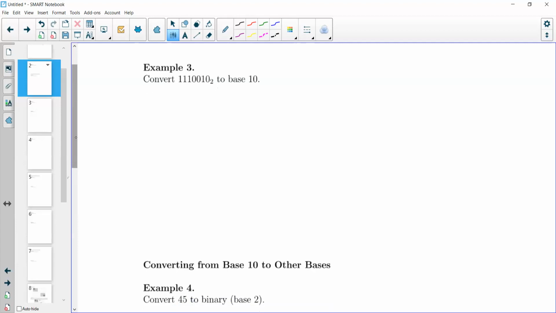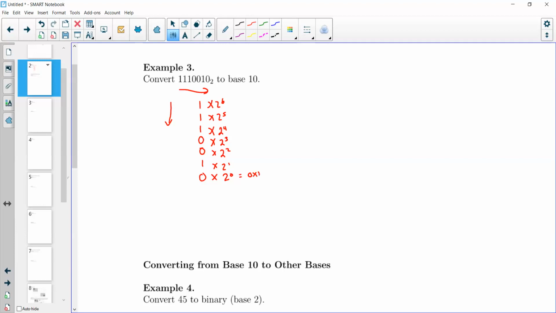Okay, here we have another base 2 number that we're going to convert to base 10. Same process. Left to right, top to bottom. 1, 1, 1, 0, 0, 1, 0. And again, we're dealing with base 2, so I have 2 to the 0, 2 to the first, 2 to the second, 2 to the third, 2 to the fourth, 2 to the fifth, and 2 to the sixth.